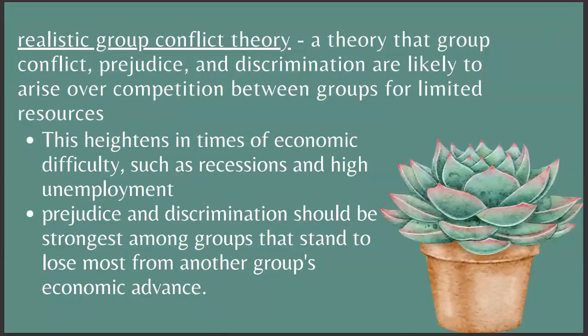So according to the realistic group conflict theory, this is a theory that group conflict, prejudice, and discrimination are likely to arise over competition between groups for limited resources. This heightens in times of economic difficulty, such as recessions and high unemployment. Yes, when resources seem to be depleted, it's going to be even higher tensions between groups that tend to be prejudiced or discriminatory towards one another. Prejudice and discrimination should be strongest among groups that stand to lose most from another group's economic advance.